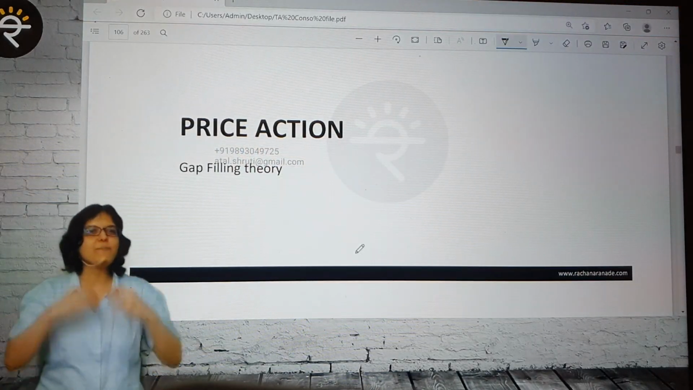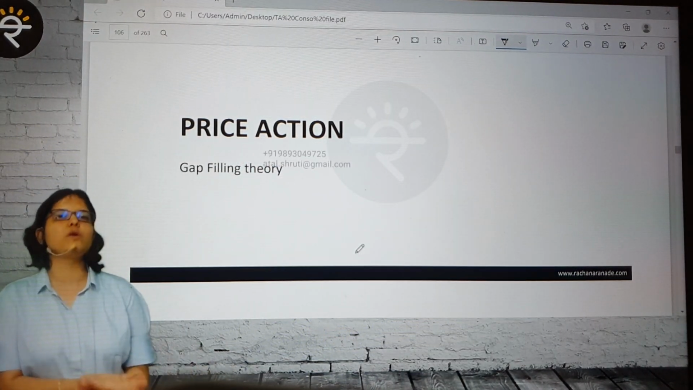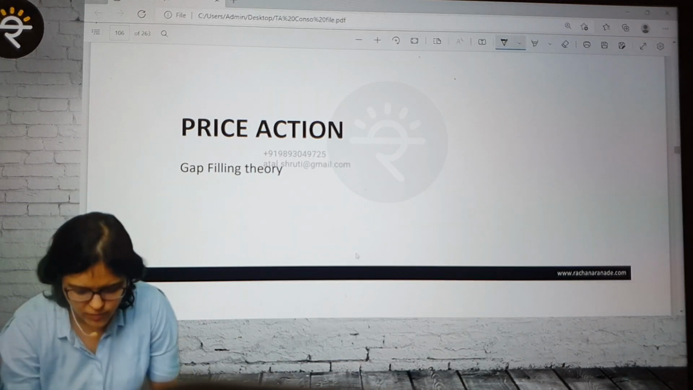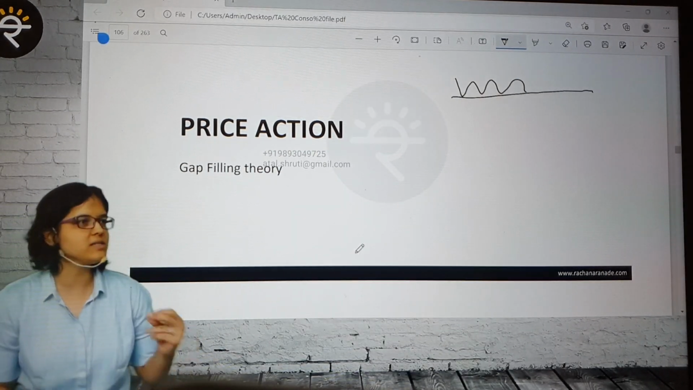Right. So going ahead with the gap filling theory, while seeing so many charts, I've seen this, you just don't know it is called the gap filling theory. What does it mean? Everyone just focus on the screen, you'll get it in the next 2 minutes. 1, 2, 3, 4. What is this? Quick answers. This is support.